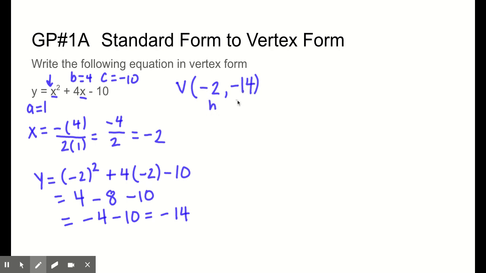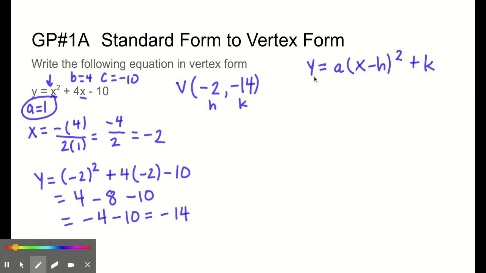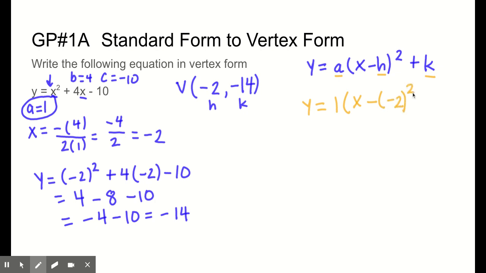So here we have h and k because it's the vertex. We also already have our a value from standard form here. Now recall, vertex form is y equals a times x minus h squared plus k. So we can take the values that we just found for a, h, and k, and plug those into our vertex form to write our equation. So we will have y equals 1 times x minus a negative 2 squared plus a negative 14.